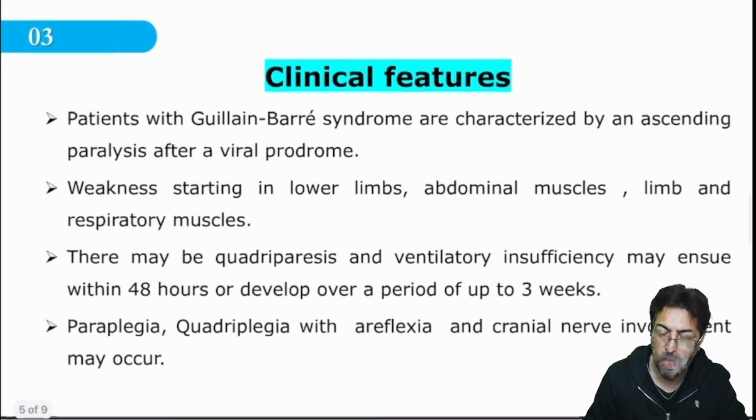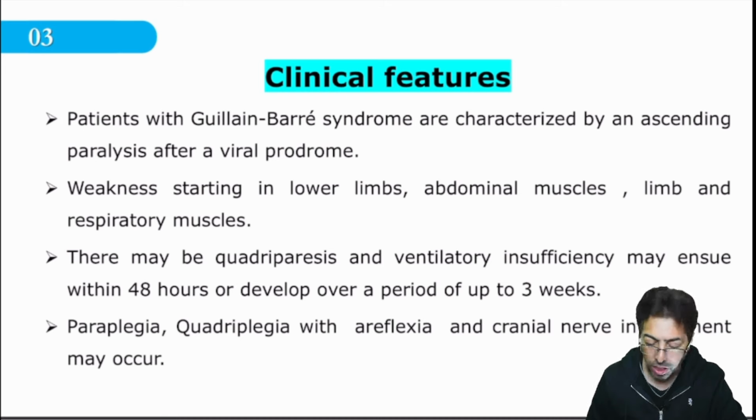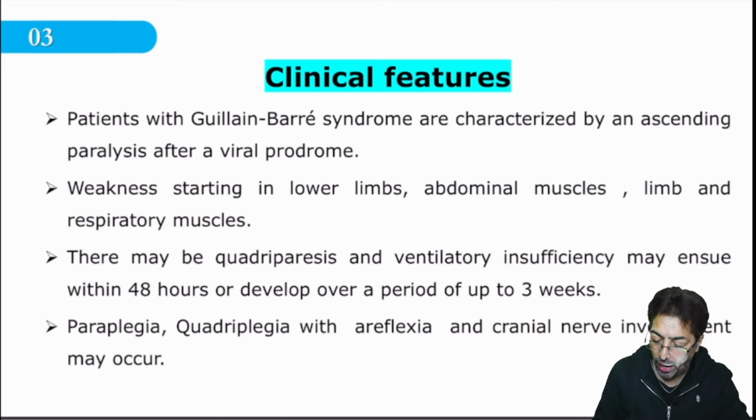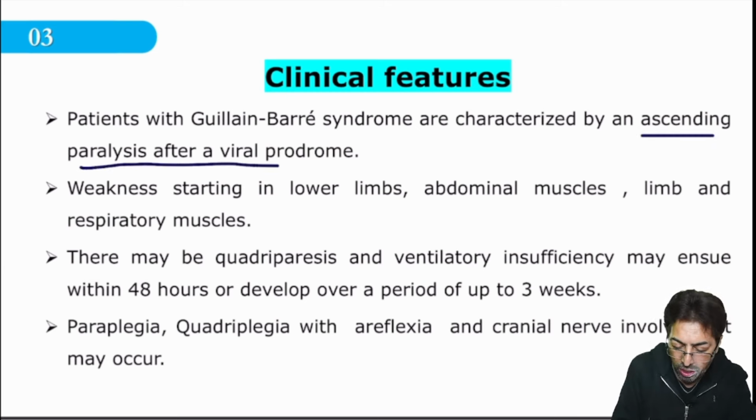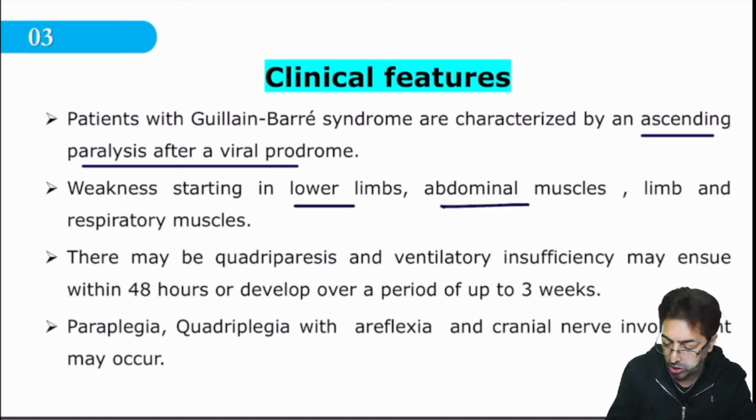And how does a patient with Guillain-Barré syndrome present? This can be asked in the form of a clinical scenario. So patients are characterized by the presence of ascending paralysis or weakness after a viral prodrome. So following a GI infection or a respiratory infection, a patient will notice weakness in his or her lower limbs, and then gradually progressing to the upper limbs, and in some cases there might be facial weakness in the form of facial diplegia. So that is important. So a weakness which is ascending in nature, and sometimes the cranial nerves may also be affected. So weakness starts in the lower limbs, the abdominal muscles, and the upper limb.